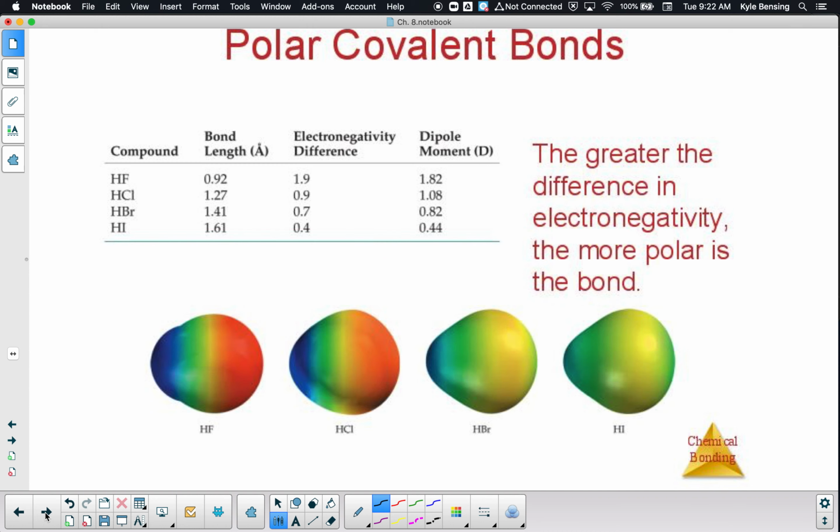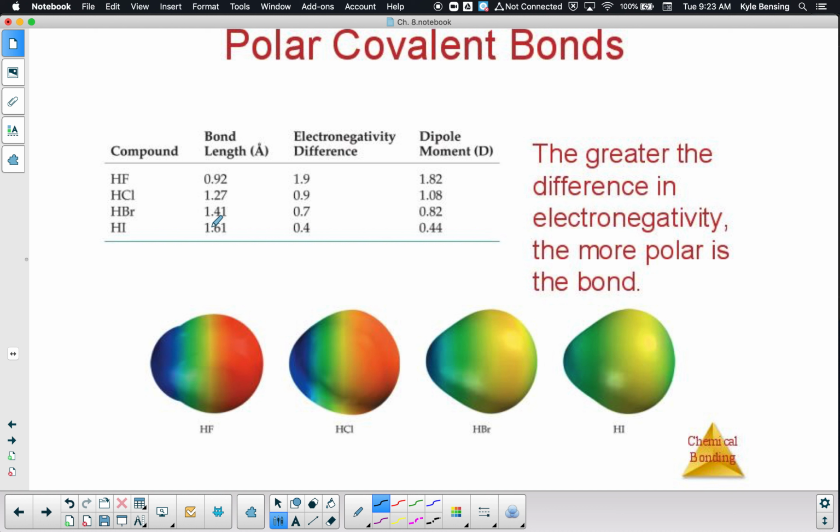Let's keep going. For polar covalent bonds, you see the bond length, you see the electronegativity difference, and then there's your dipole moment. Okay, so it looks like with bond length, the dipole moment increases. So you increase bond length, then the dipole moment increases also. Maybe not, maybe not. Maybe the bond length doesn't matter. My point is that the greater the difference in electronegativity, the more polar the bond is.